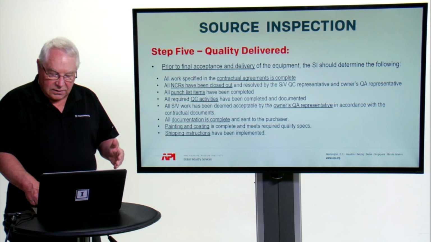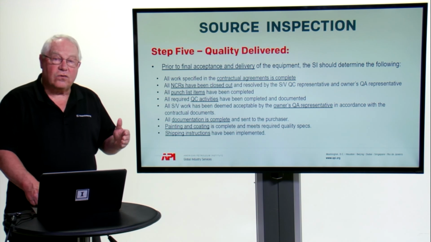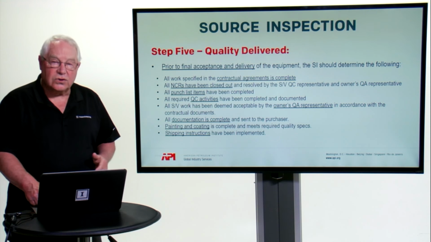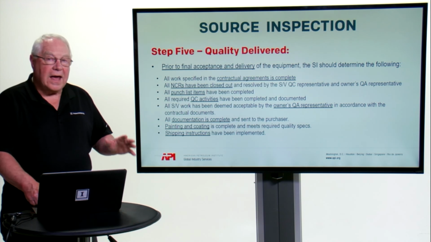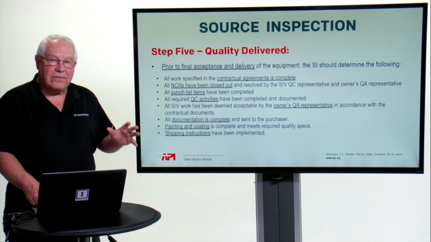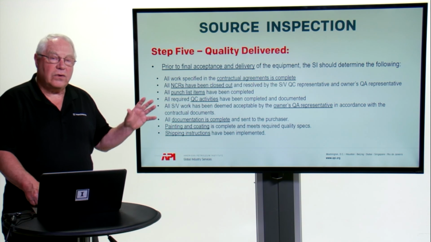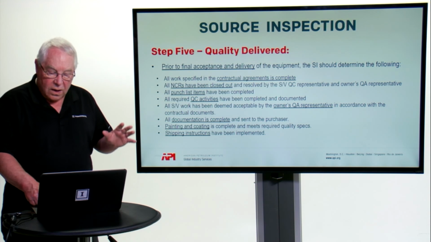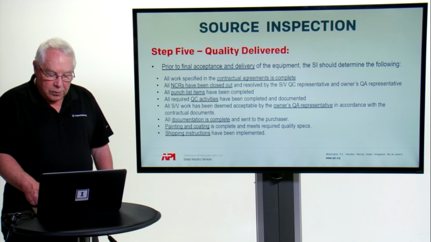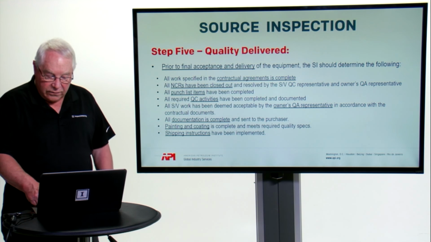All the NCRs, non-conformance reports, have been closed out and resolved by the supplier vendor QC representative, as well as the owner's or the purchaser's quality assurance representative. Any punch list items that were identified during the final stage have to be completed. All the required QC activities that we spoke about in step 3 and step 4 have to be noted as completed and documented.